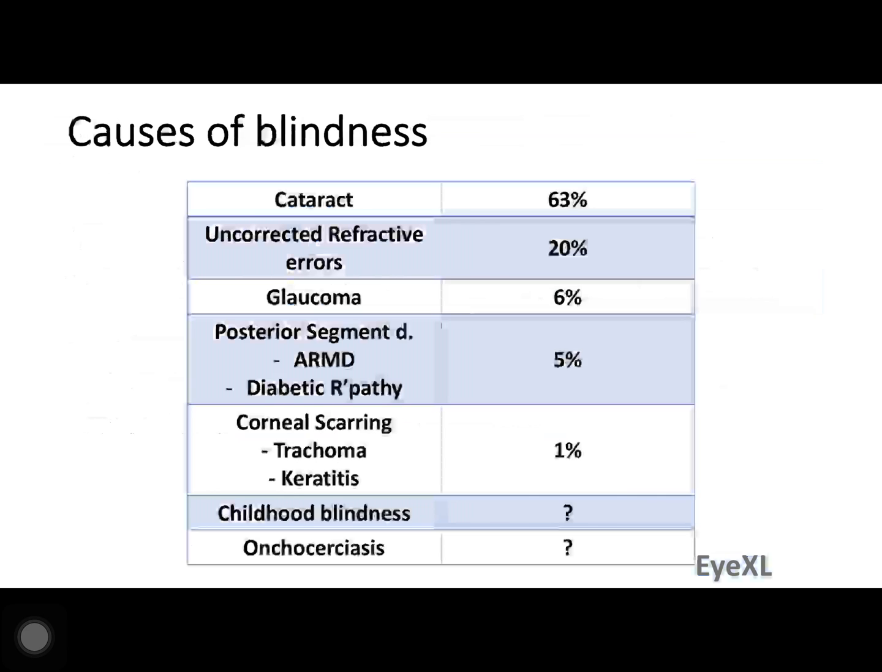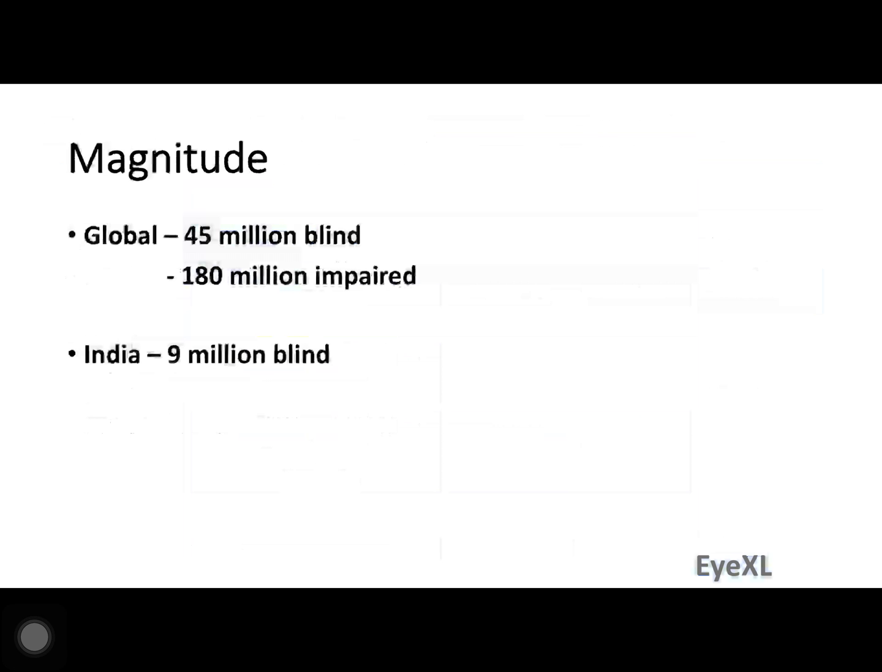Childhood blindness and onchocerciasis are also very commonly seen in India. The numbers are not available. However, don't get too much into the numbers. Just understand that these are the common causes of blindness in our country.